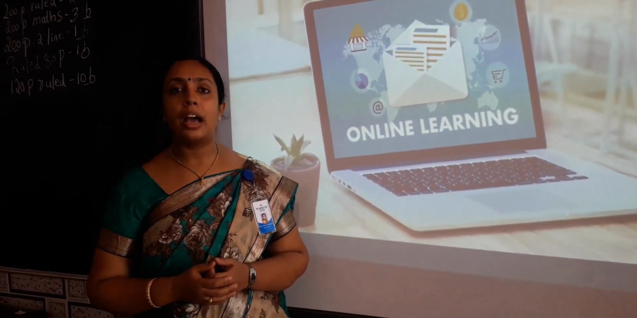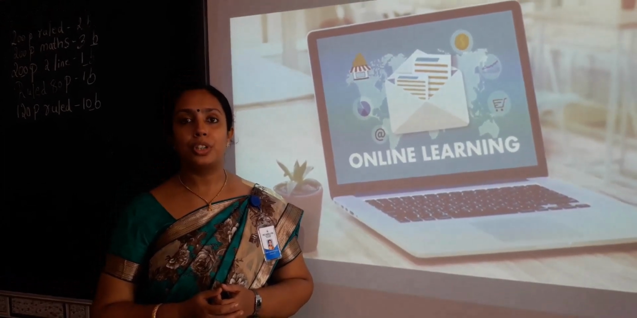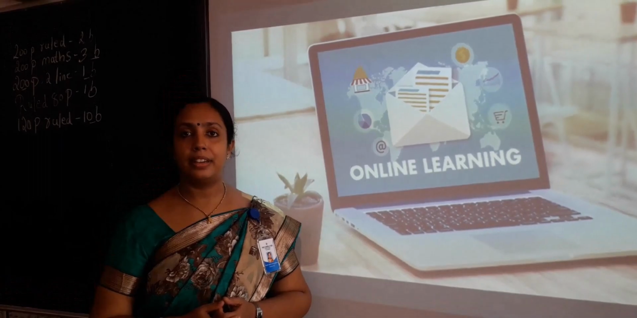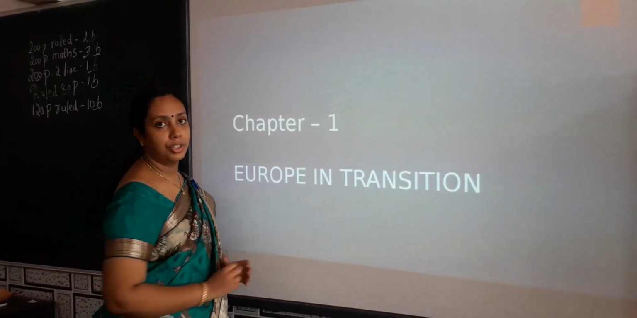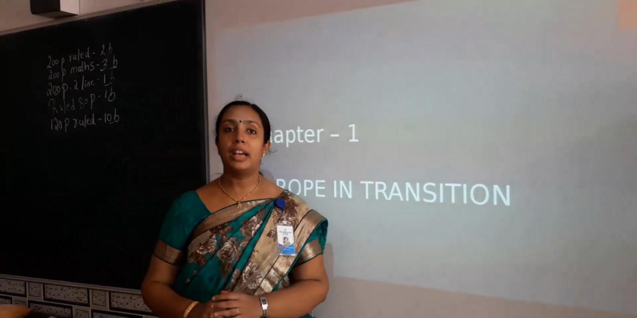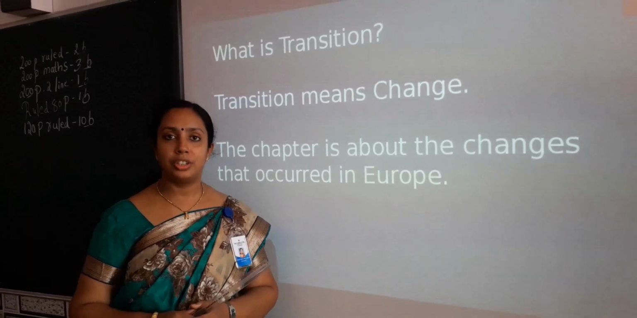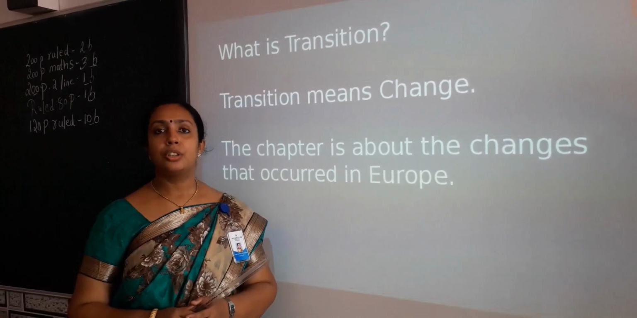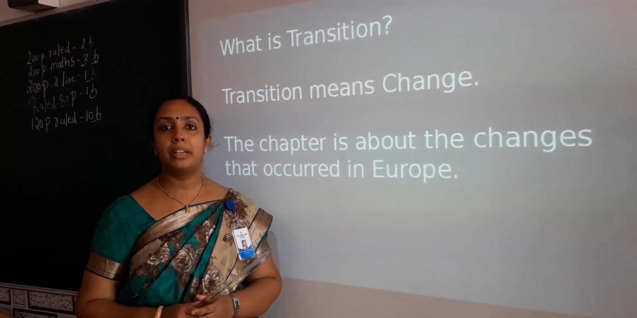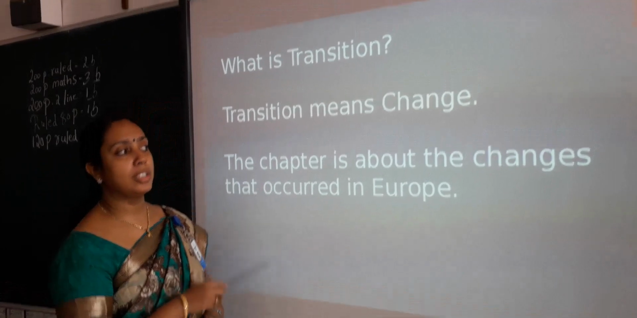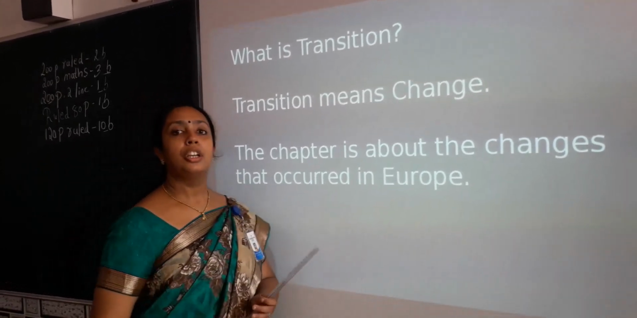Good morning to all. I am Amrita Thampi and I will be taking the first chapter of Social Science for Standard 7. The name of the chapter is Europe in Transition. Yes, so children, let me ask you, what is the meaning of transition? Transition means a change. So the name of the chapter, Europe in Transition, means the change that happened in Europe. Now that is what we are going to study in this chapter. That is, the chapter is about the changes that occurred in Europe.